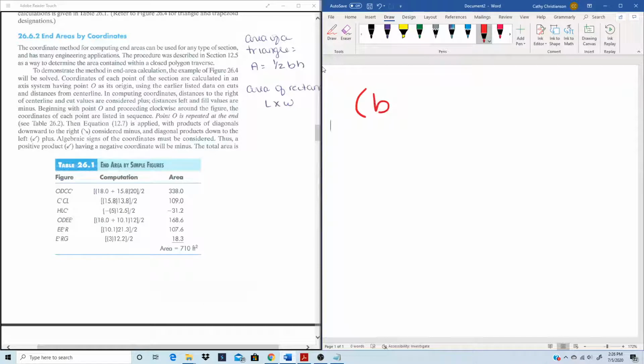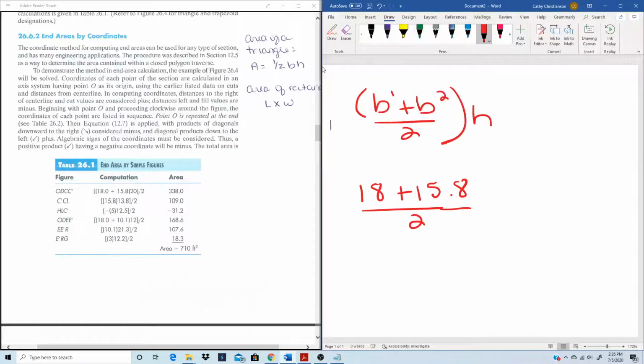And this is how I would have written it. I do it like base 1 plus base 2 divided by 2 times your height. So if I did 18 plus 15.8 divided by 2, so you're taking an average of those two areas times your height of 20. And I got 338. Same thing they got.